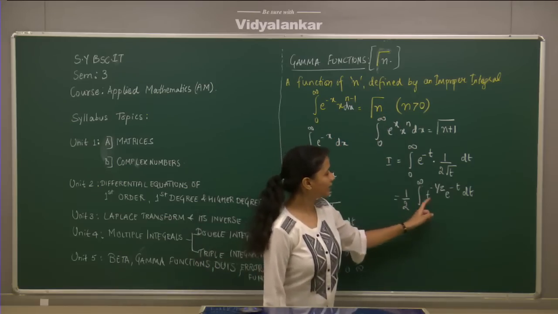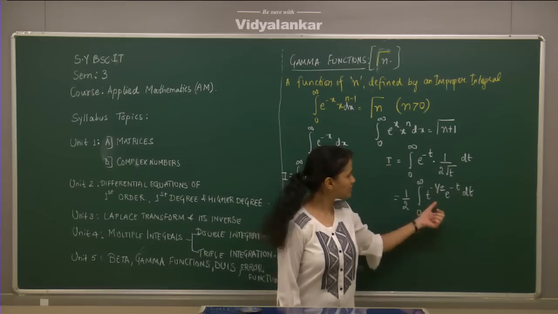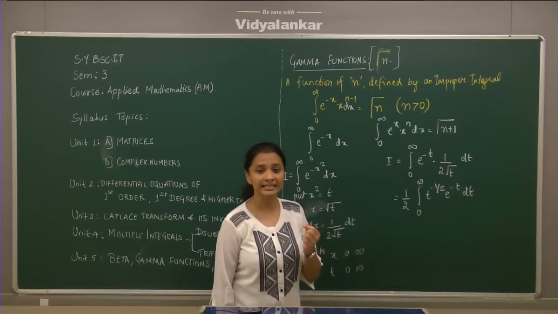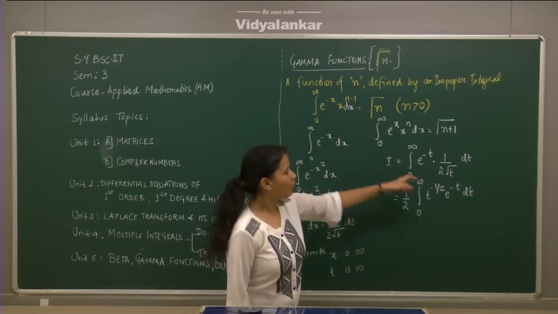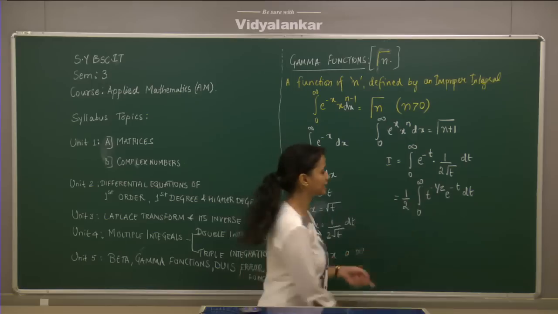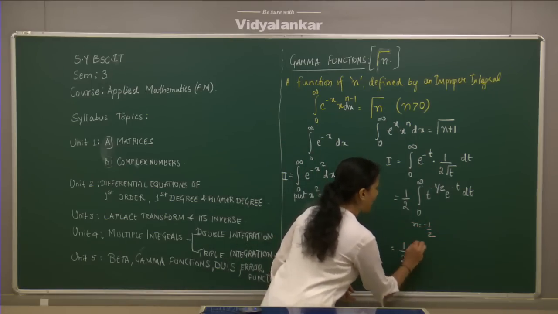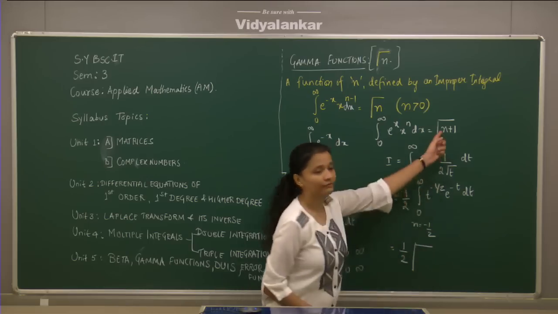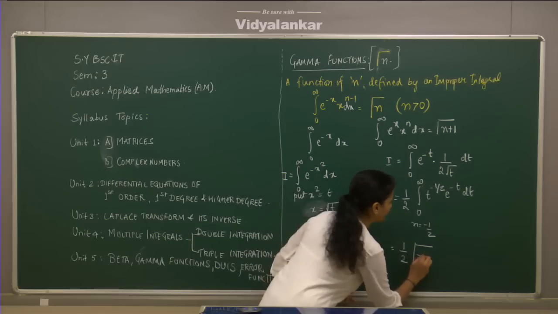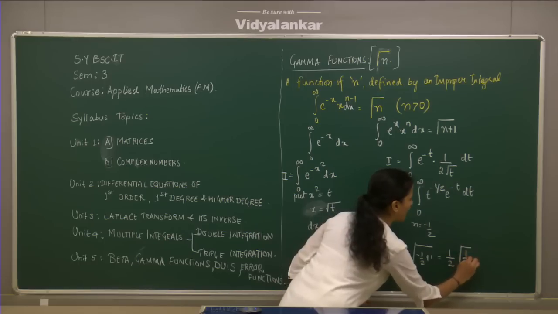So here you can see that instead of x, we are dealing with variable t. So if I compare this with the given definition, we get the value of n as minus half, and hence this is equal to half of gamma of n plus 1. If I use this formula, that x raised to n is gamma of n plus 1, so this would be half times gamma of minus half plus 1, which is equal to half gamma half.